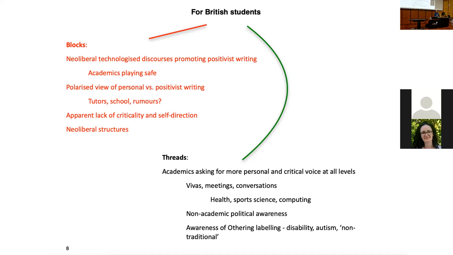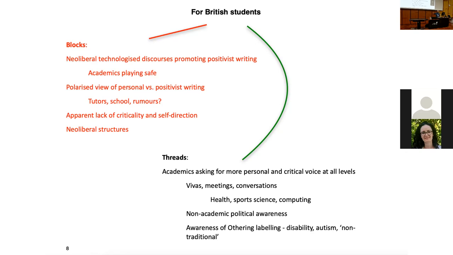safe, not encouraging them to do creative, critical things. This huge rumor about how you should write, you shouldn't be creative and critical in your writing. So there's an apparent lack of criticality and self-direction, and so on. Fortunately, there are threads. So many of my colleagues working with British students are screaming for their students to be more agentive, more critical in their writing.